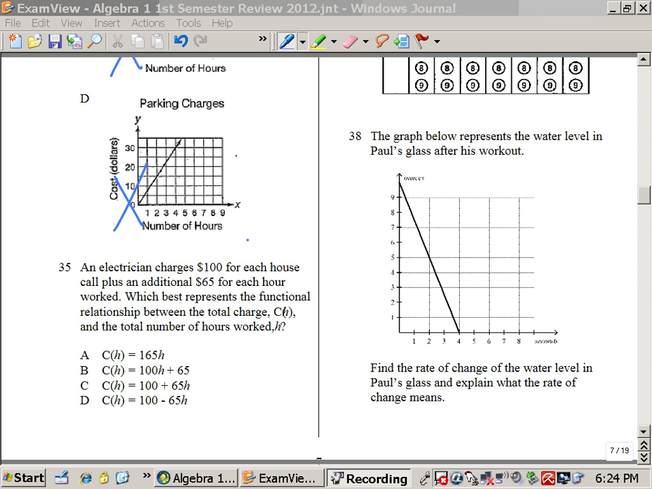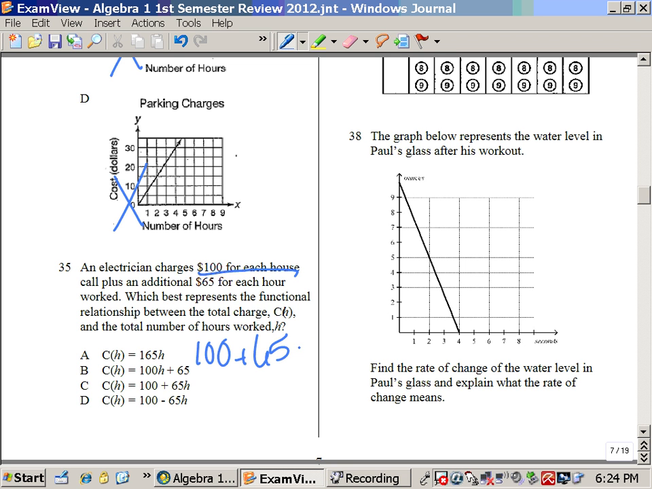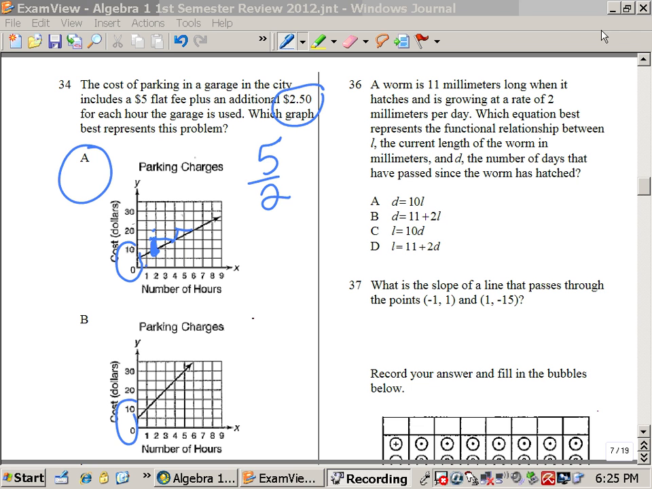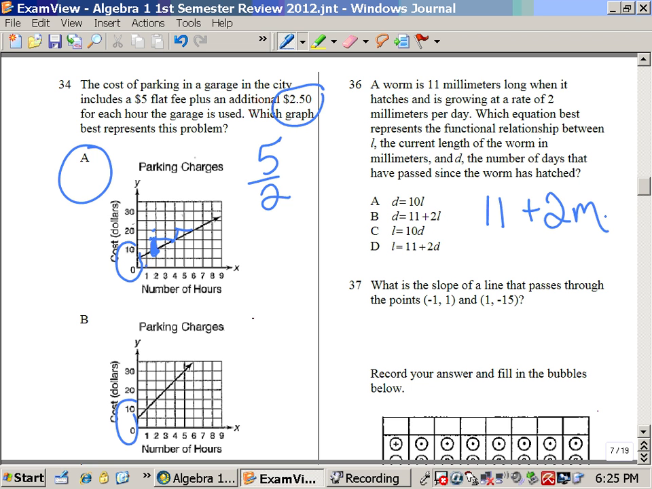Number 35 is very simple. It's $100 for each house. So if you have one house, it's going to cost you $100 plus 65 per hour. That answer is C. 36. A worm is 11 milliliters long, and it's growing at 2 milliliters per day. So we're looking for 11 plus 2 times the variable, which is B.